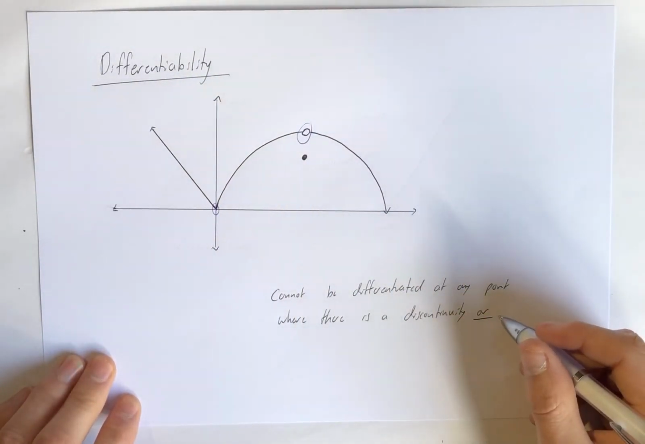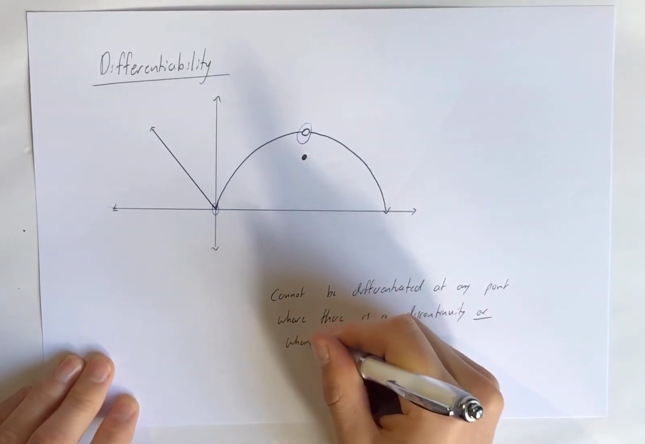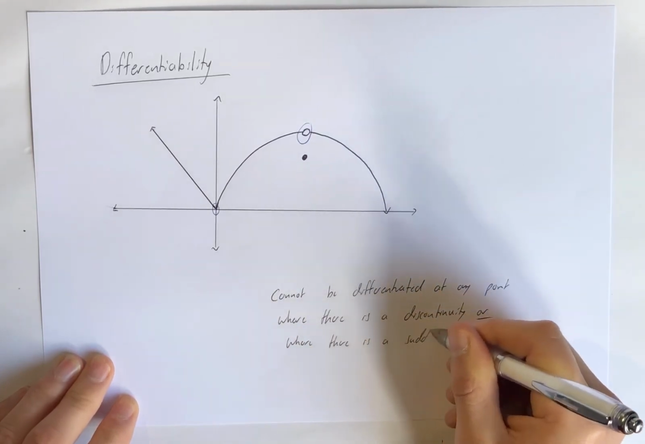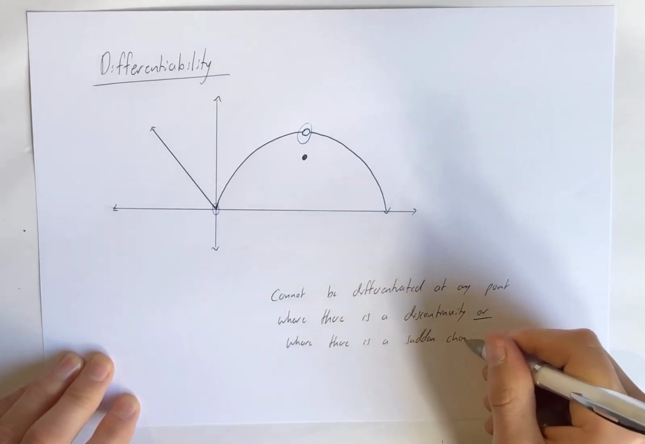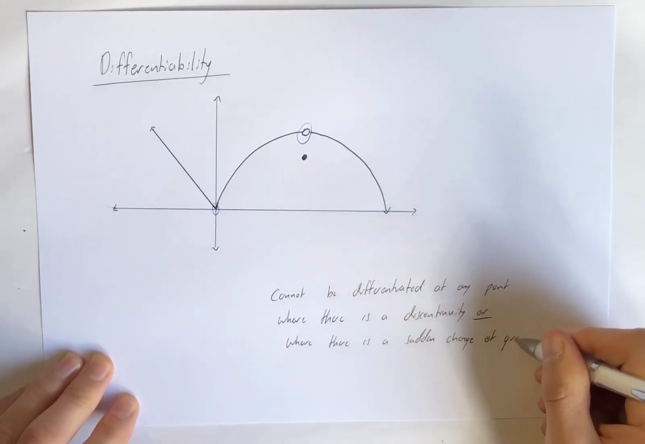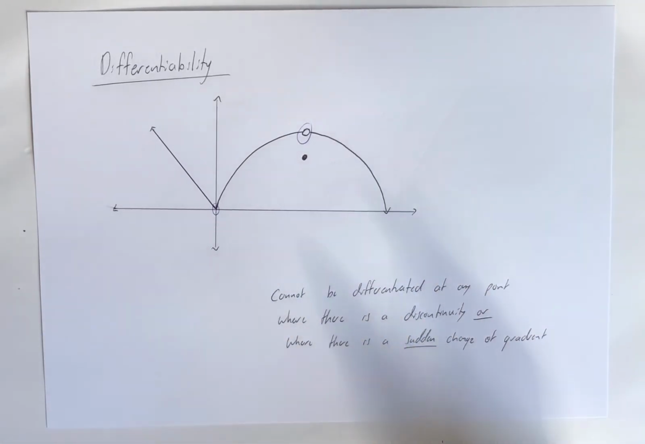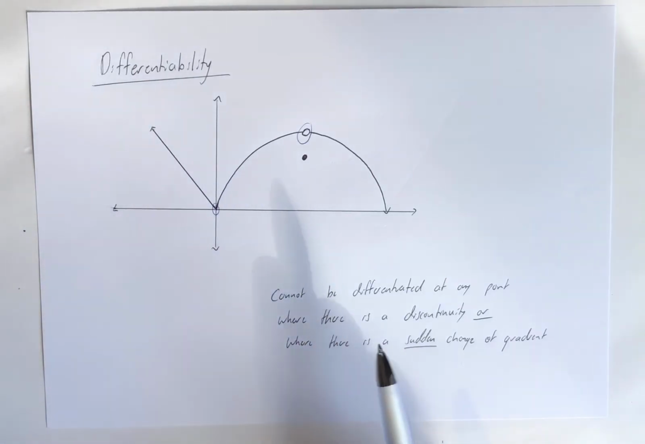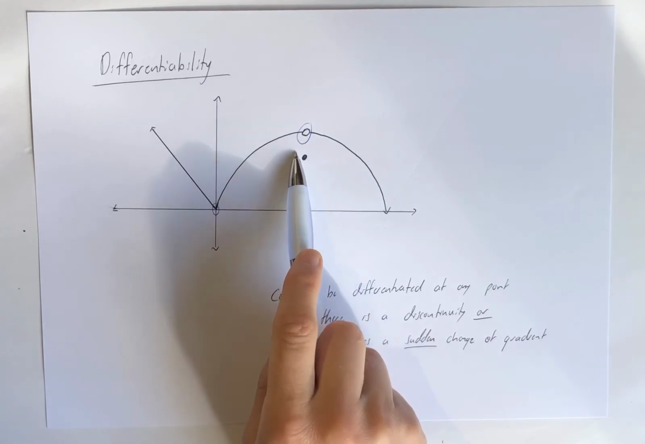Or where there is a sudden, I'm using some of these words quite loosely, right? Sudden change of gradient. So yeah, that's not a very formal definition of differentiability, right? But it is just some high school understanding for our introduction to calculus. So differentiability is basically you can't find the gradient at that point because it's not defined or it's discontinuous.